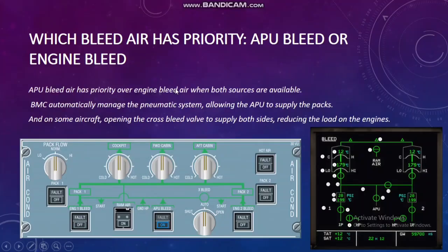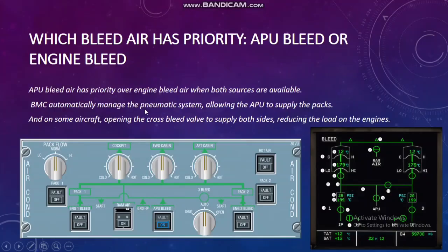Which bleed air has priority? Which bleed has priority, APU bleed or engine bleed? APU bleed air has priority over the engine bleed air when both sources are available. Suppose the engine is running, still the APU is on the bleed, then APU bleed will have priority. Once APU bleed is off, the engine will automatically take over. So you can see the APU has priority. Currently we are using the bleed air from the APU.